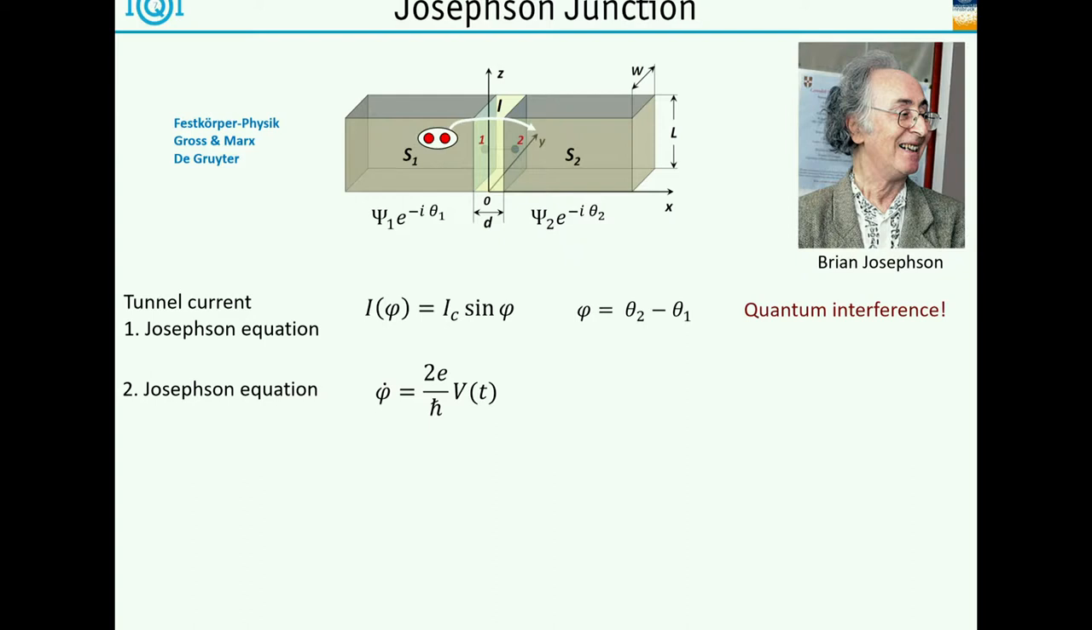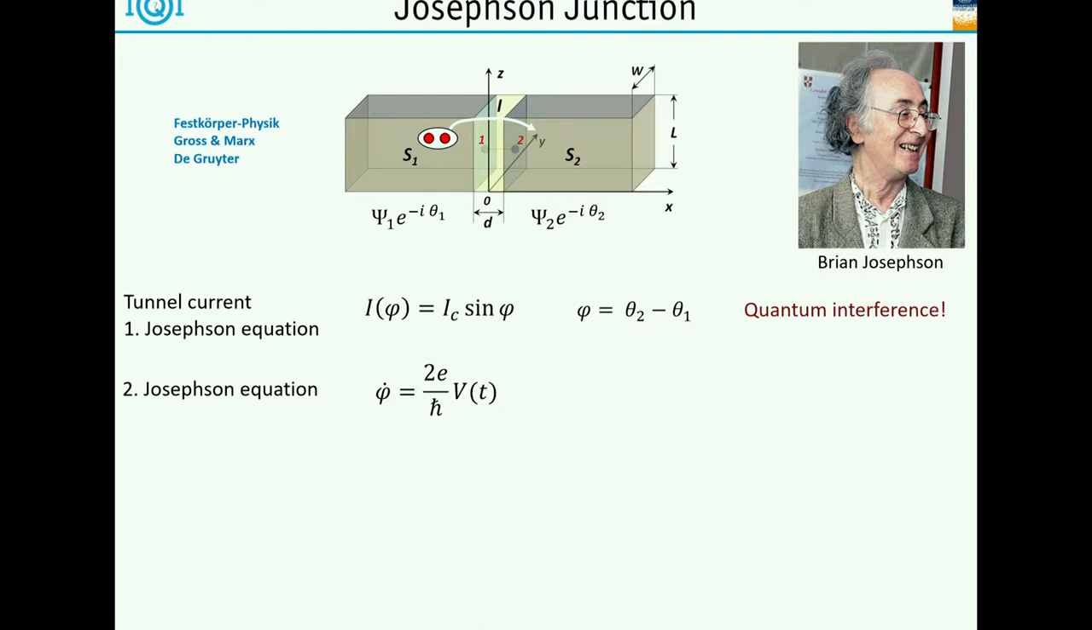Brian Josephson then came up with those Josephson equations, essentially describing the current flow through this junction. And what he found is that the current through the junction, I of phi, is given by some parameter I_C, a constant that depends on the material I use, the actual size of the junction, how thick the barrier is, times the sine of phi. And phi is the phase difference between the macroscopic wave function of the Cooper pair condensate on the left and on the right. So it's again a quantum interference effect between those two wave functions.